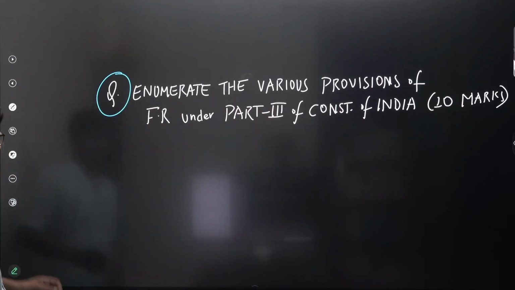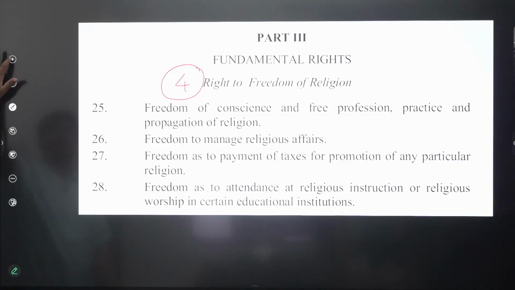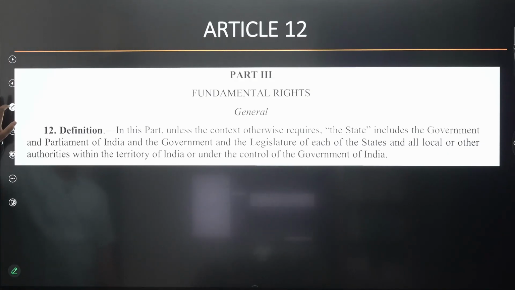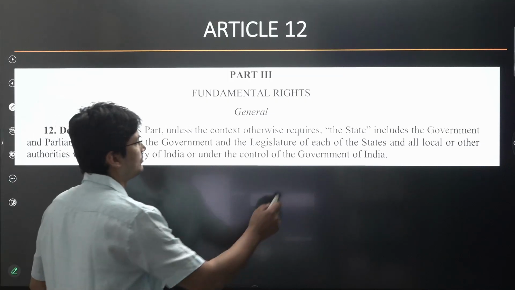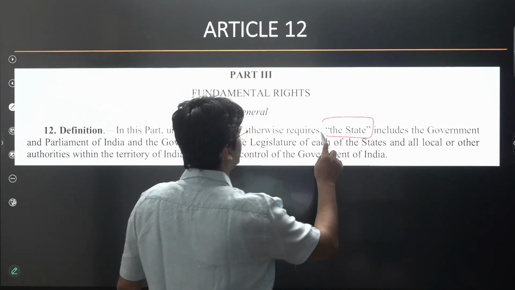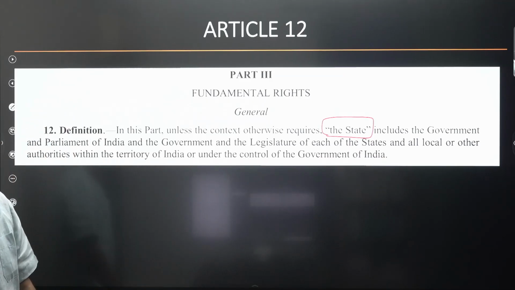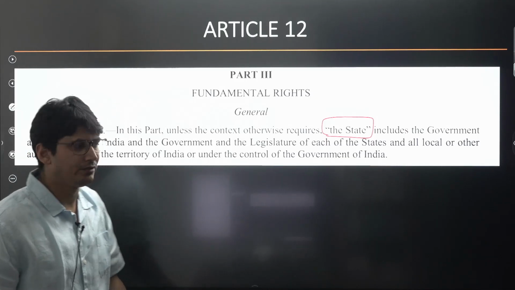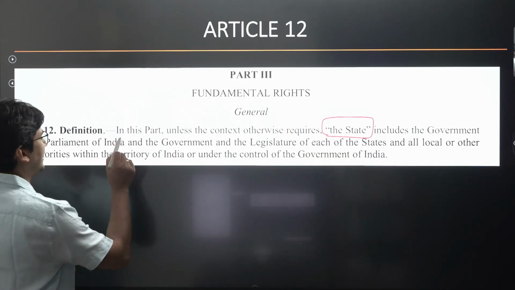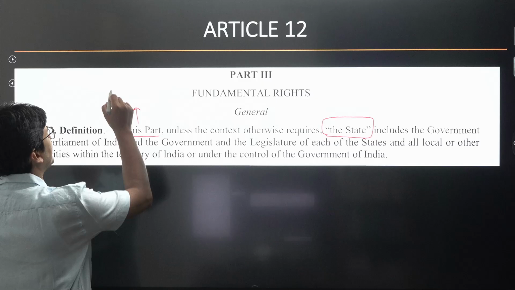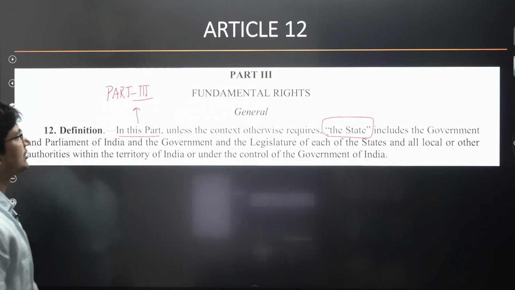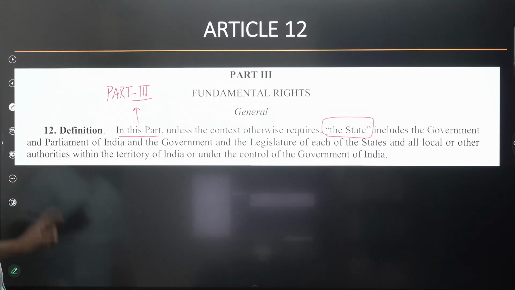All right, so let's move to the first part, that is state. Have you heard this concept before about the state? So let's go through Article 12. It says that in this part, so wherever it says in this part means part 3, unless context otherwise requires, state includes government and parliament.